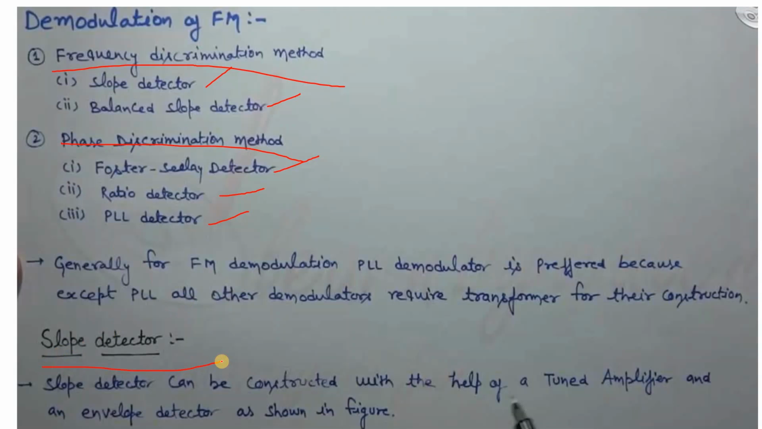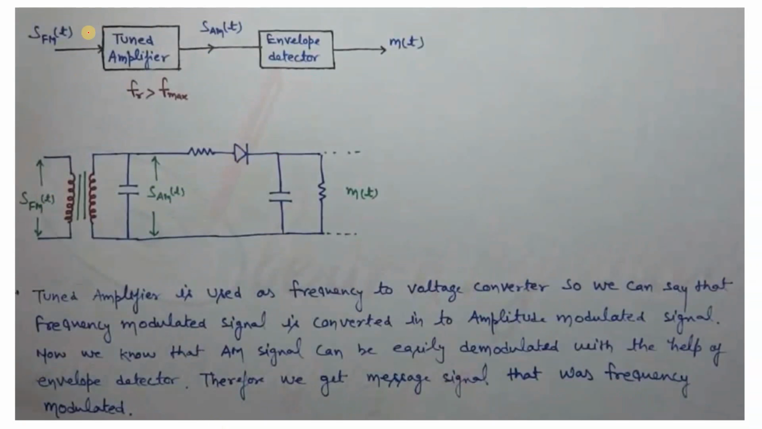The slope detector can be constructed with the help of a tuned amplifier and an envelope detector. Here we have the tuned amplifier and the envelope detector. FR is nothing but the resonant frequency of the tuned amplifier, and it is greater than F max.